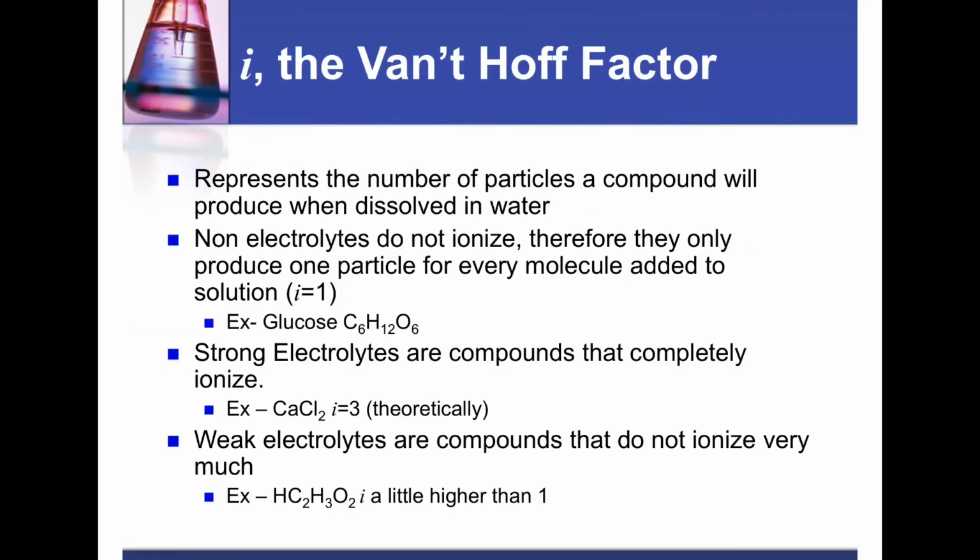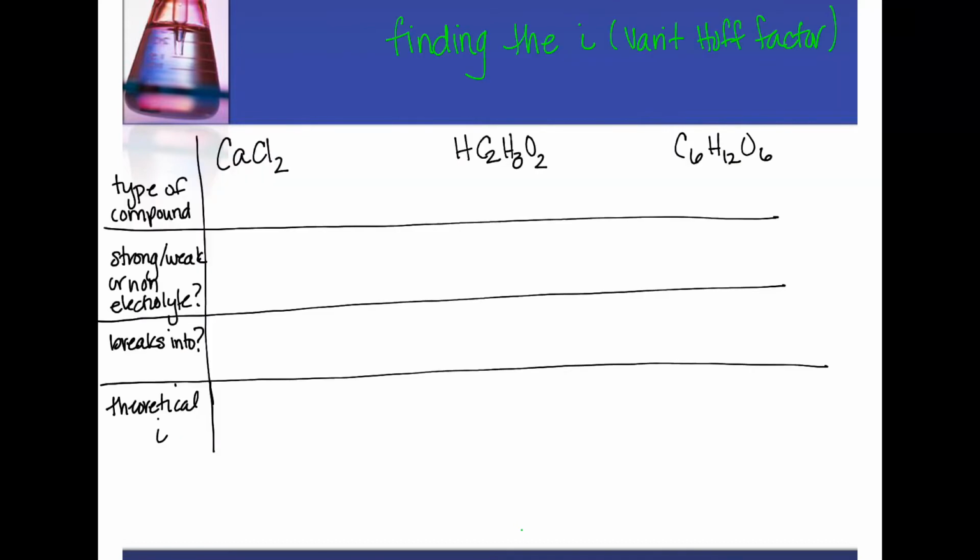All right, a little more details about that i, the Van't Hoff factor. Again, that represents the number of particles a compound is going to produce when it dissolves in the solvent. And to think about how many particles something will produce, we have to decide whether the compound is a non-electrolyte, a strong electrolyte, or a weak electrolyte. And we can determine whether a compound is a strong, non, or weak electrolyte by using an electrolytes table.